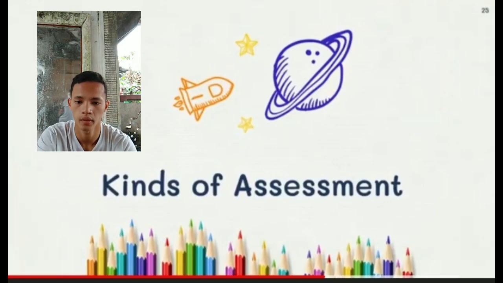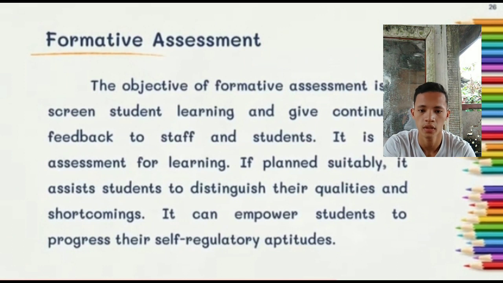Kinds of assessment. Formative assessment. The objective of formative assessment is to screen student learning and give continuous feedback to staff and students. It is an assessment for learning. If planned suitably, it assesses students to distinguish their qualities and shortcomings. It can empower students to progress their self-regulatory aptitudes.